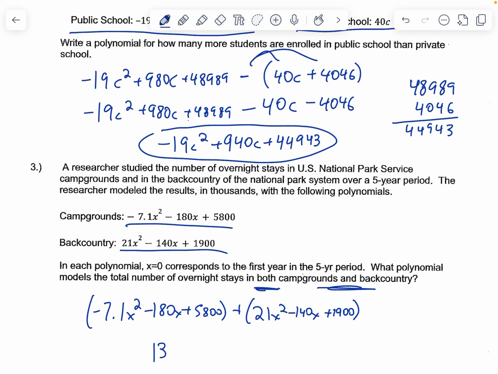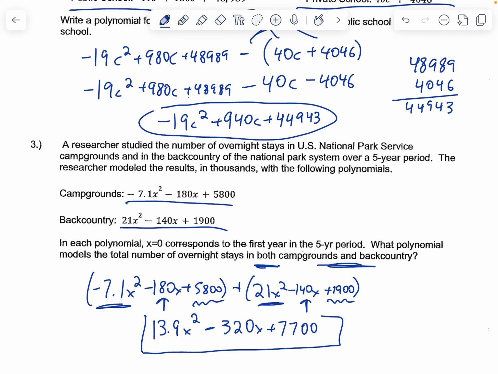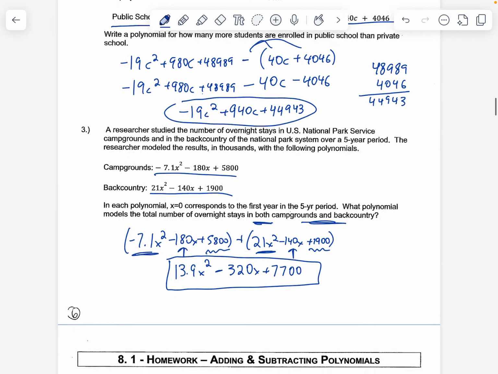So we'll end up with 13.9x squared when we combine together negative 7.1 and 21. We'll end up with negative 320x when we combine together 180x and 140x. And I think it's 7,700 when we combine together 1,900 and 5,800. Okay, so that's our total amount of overnight stays for both the campgrounds and backcountry.